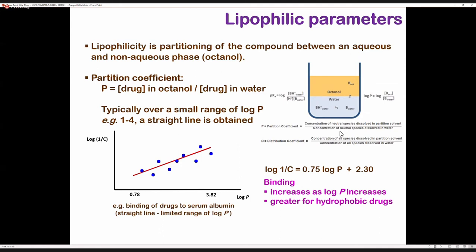So experimentally, you can observe this by using octanol and water. Octanol and water, you have your compound, you calculate the partition coefficient in octanol and water. So basically, you get log P. Okay, you get log P. Kita tak tengok distribution coefficient tu, jadi kita tengok partition coefficient sahaja.